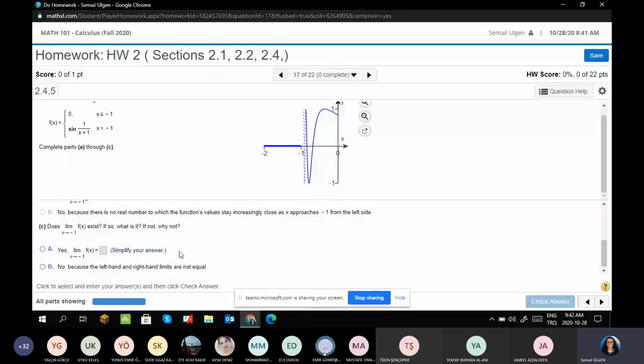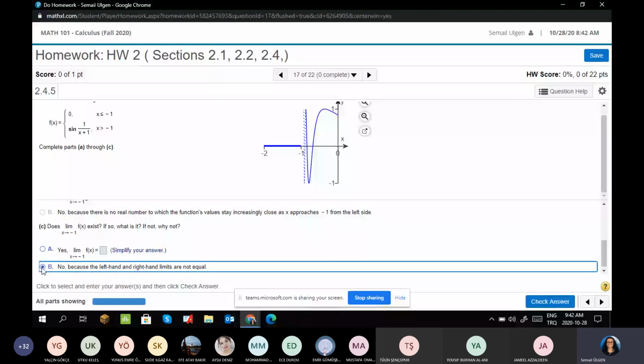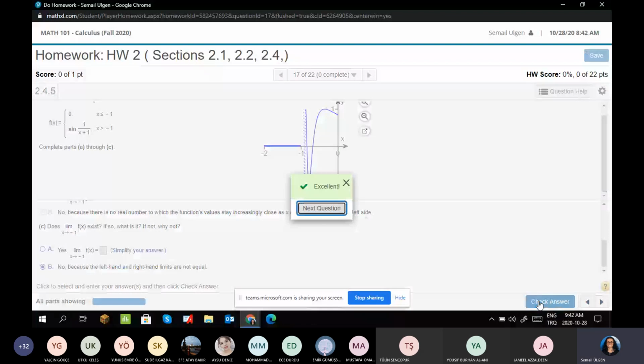C. Does the limit as x approaches -1 of f of x exist? If so, what is it? If not, why not? What do you think, does the limit at -1 exist? The answer is no, because the left and right limits are not equal. In order to have a limit exist, the right limit and the left limit have to agree, but this time they don't. That's it.